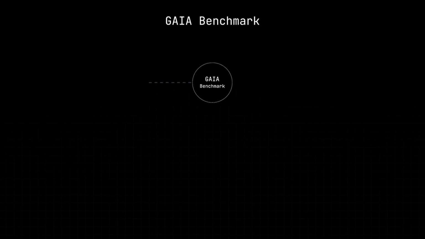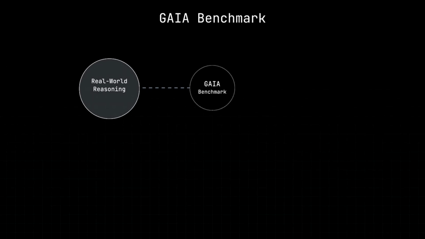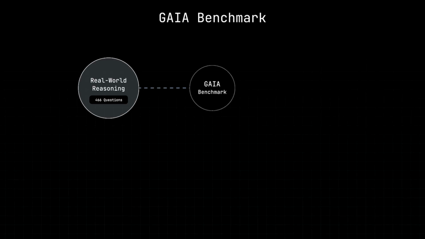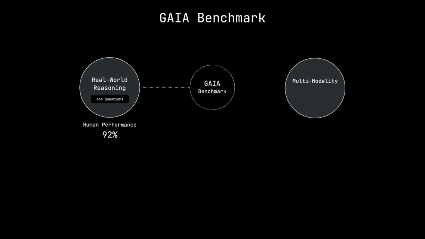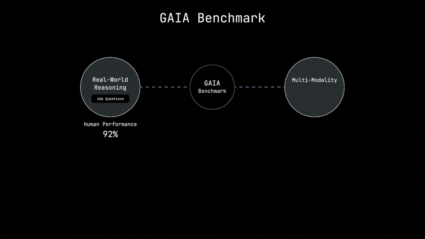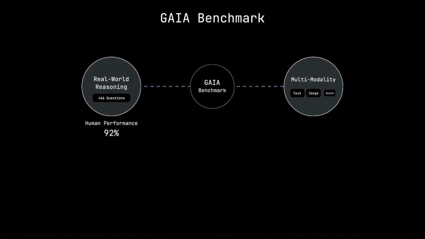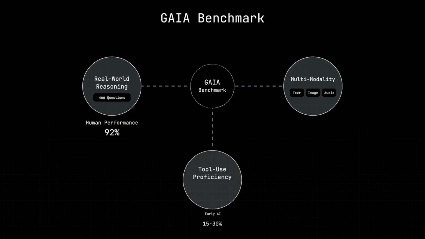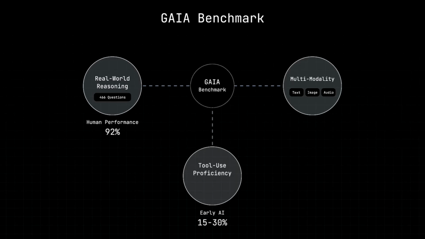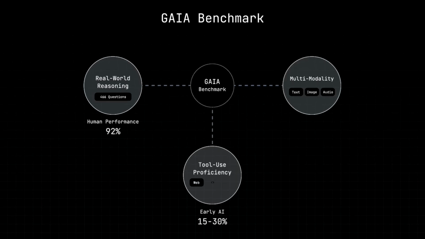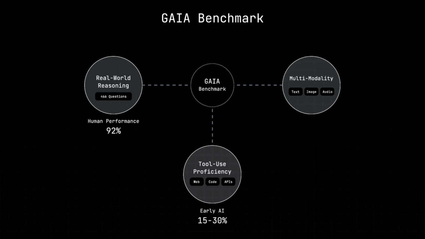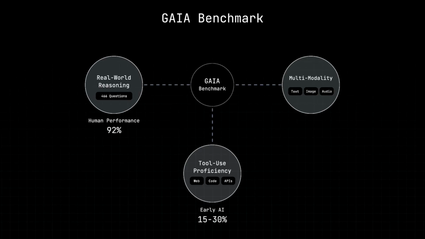Key aspects of GAIA include real-world reasoning. It tests the model's ability to think through complex multi-step problems. Multi-modality: GAIA evaluates how well a model integrates different types of data, such as text, images, and audio. Tool use proficiency: it requires models to use external tools like web browsing or code execution to solve tasks, reflecting true autonomy in practical applications.